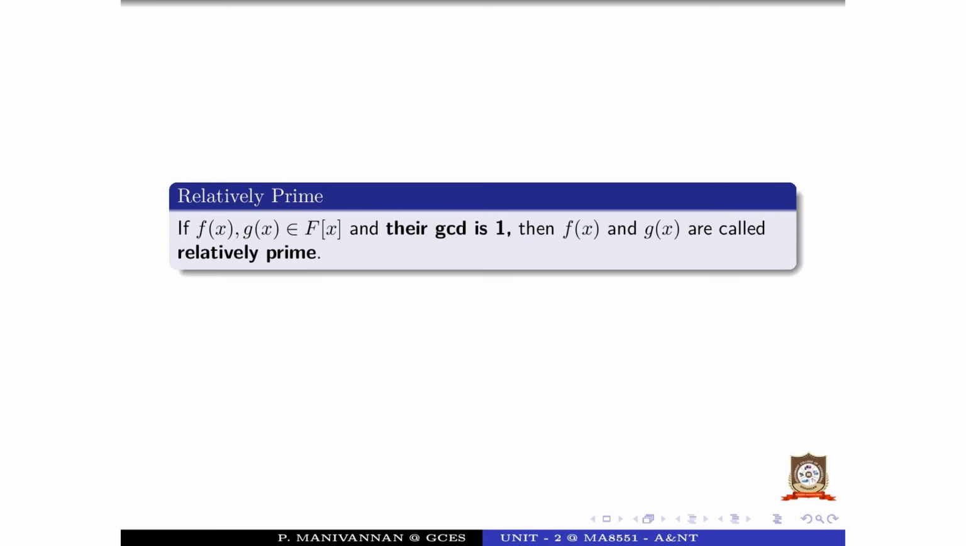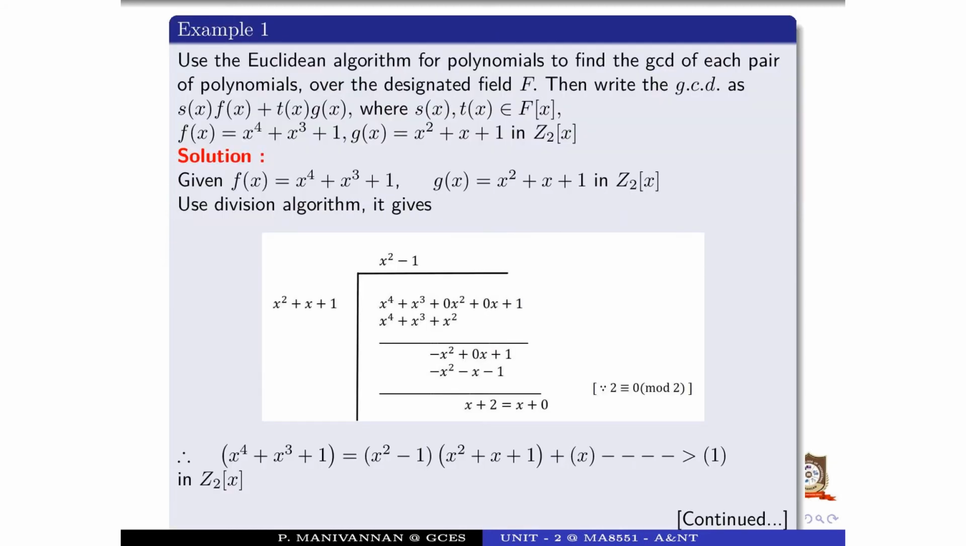Relative primes. If f(x) and g(x) belong to F[x] and their GCD is 1, then the given polynomials are said to be relatively prime.